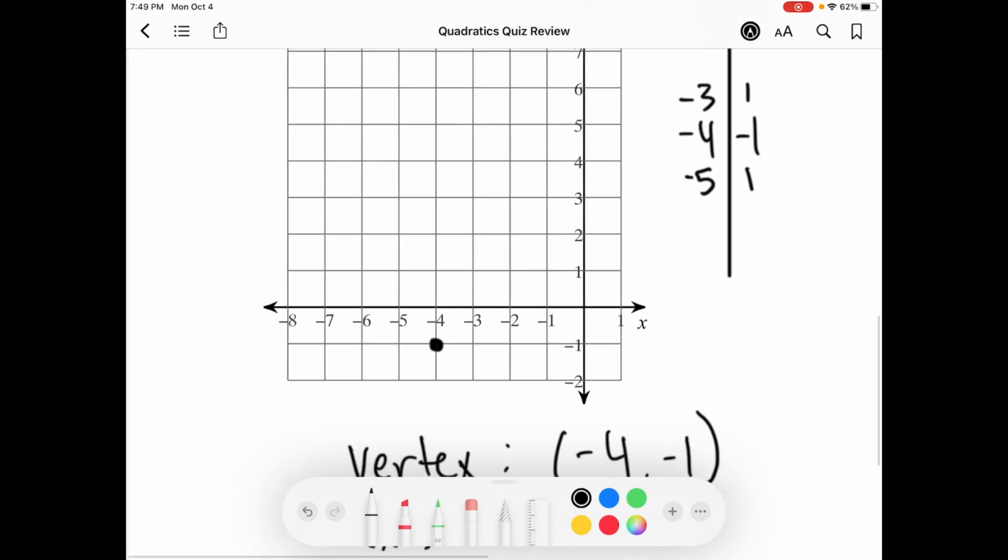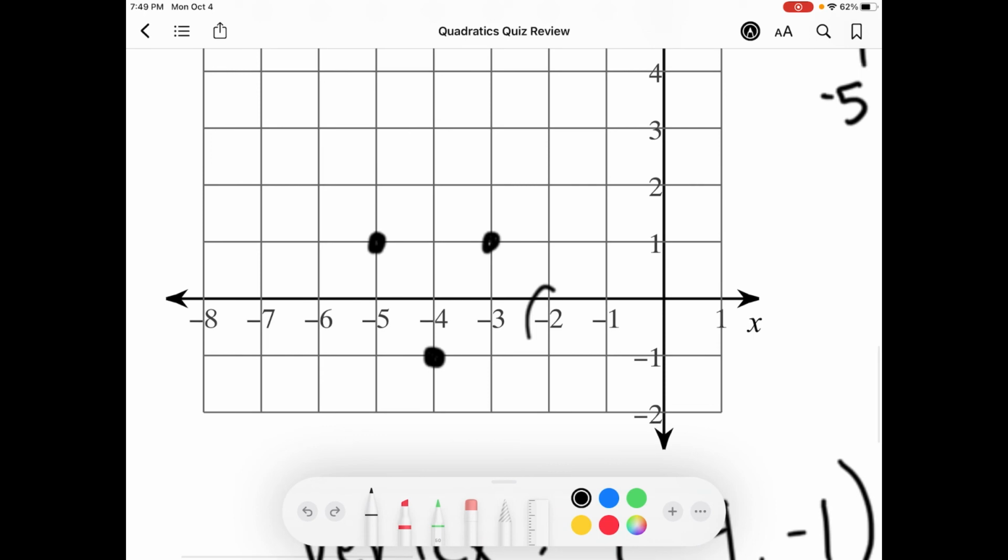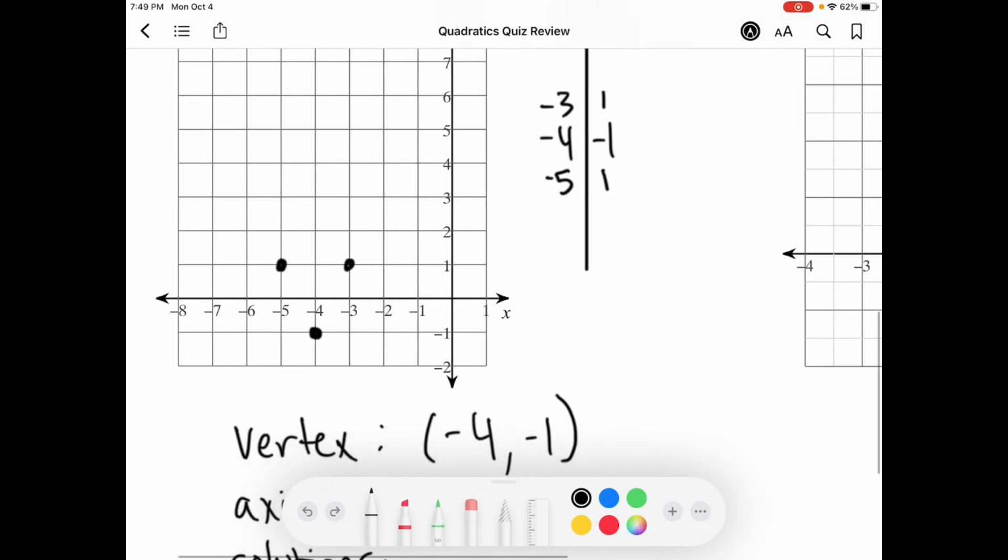Okay, so let me graph those 2 points. Negative 3, 1, and negative 5, 1. All right. And remember, this is a vertical stretch, so it's going to be a little bit skinnier than our other graphs. All right, so now I'm going to pick 2 more points, 2 to the right, and then a point that's 2 to the left. So that's negative 2 and negative 6.